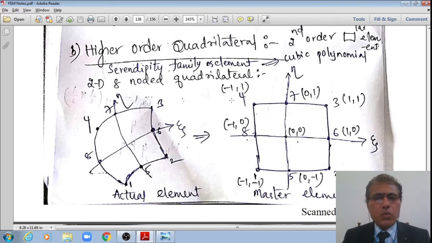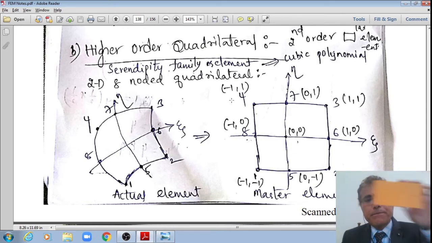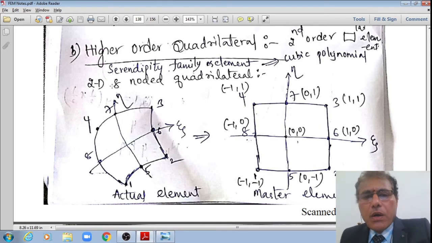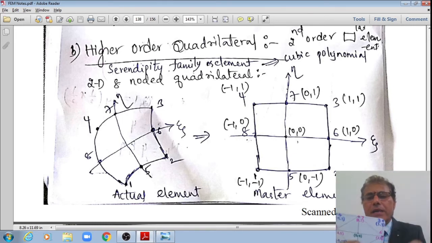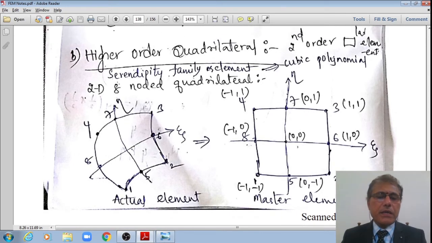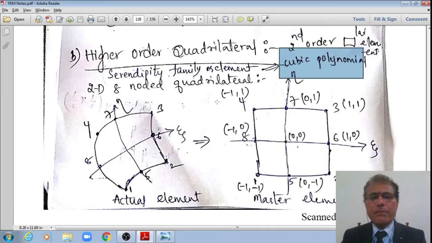This is how higher order quadrilaterals look, right? Quadrilaterals, like this. Then let us first see the 2D 8-node quadrilateral. 8 nodes will be there, right? Therefore, here there are 8 nodes, and we'll be using the cubic polynomials, right?